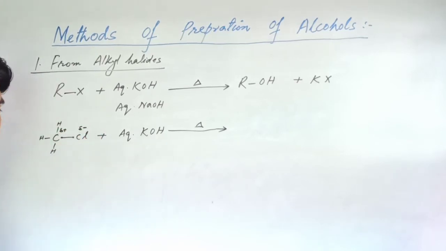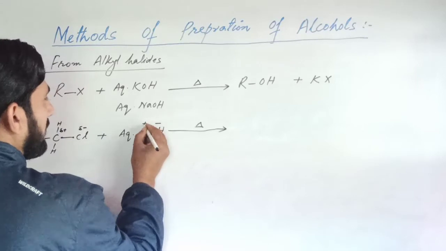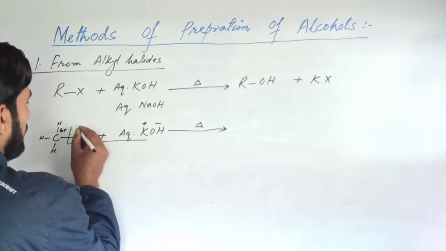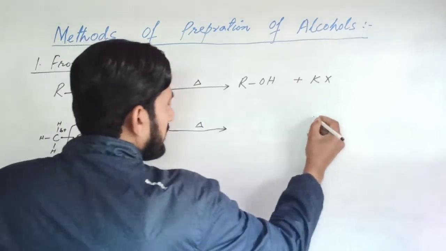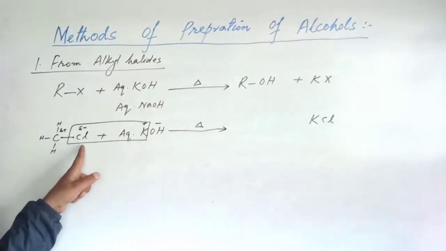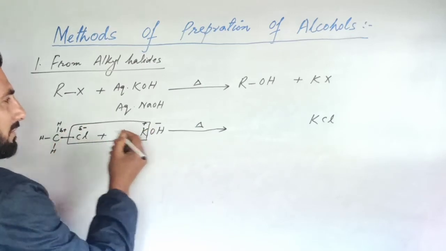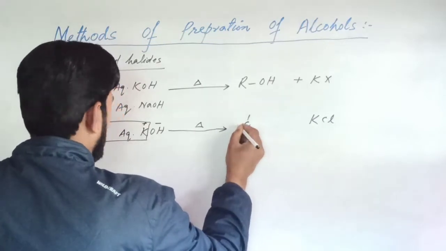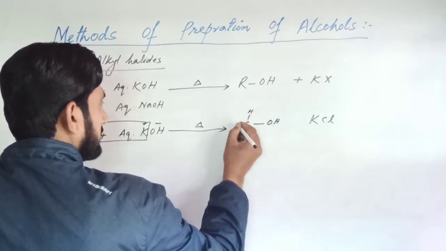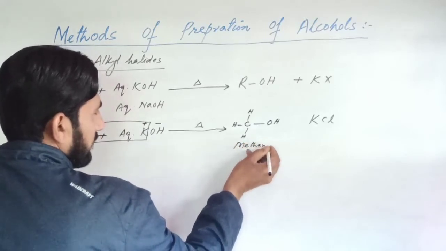on the carbon atom. In aqueous solution, potassium hydroxide dissociates as K positive and OH negative. K positive combines with Cl negative to form KCl, potassium chloride. OH is more basic than the halide. It attacks the positively charged carbon atom and results in the formation of the substitution product, CH3OH. The product is methanol, which is an alcohol.